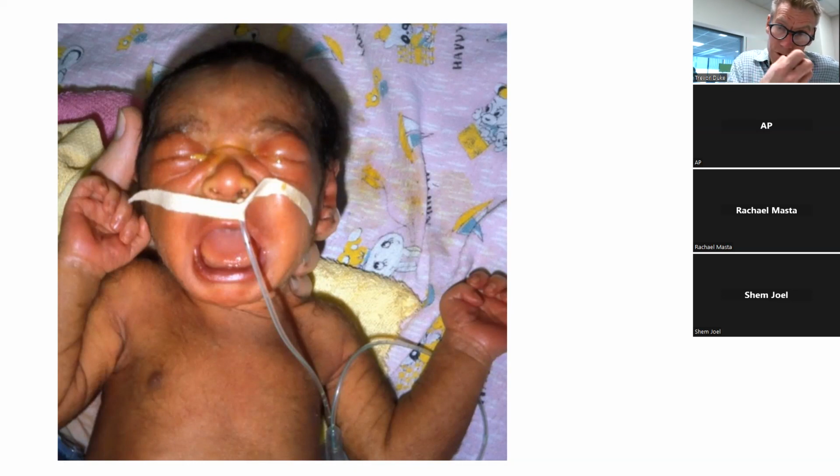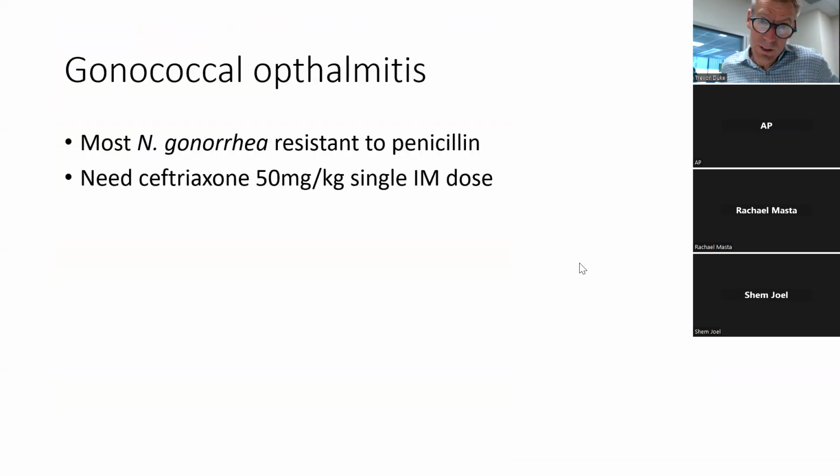you've got lots of pus draining from the eyes, and these babies need treatment with ceftriaxone, and usually a single dose of ceftriaxone will be sufficient. Sometimes a couple of days is required if it's very severe, and some topical antibiotics to the eyes as well. But usually they are treated quite well. It used to be that we could just give penicillin, but most Neisseria gonorrhoeae are now resistant to penicillin. That's a very important thing to remember.